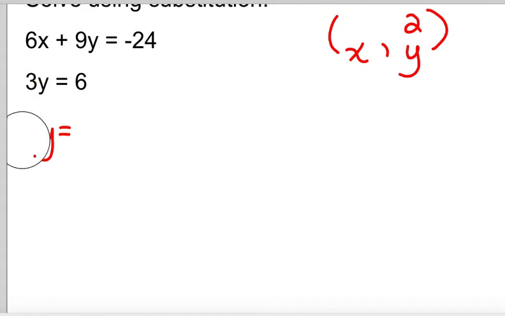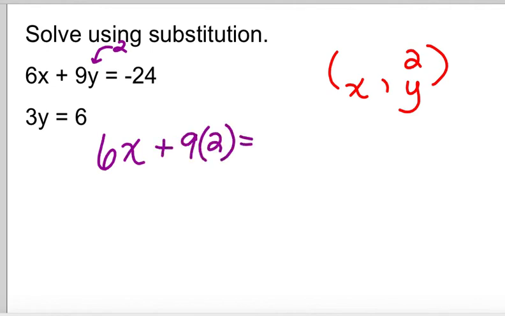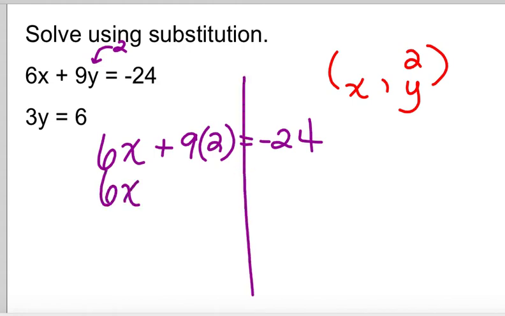So I'm going to erase all that. Go back to my other equation. You see where the y is? Right here. 9 times y is now going to be 9 times 2. So 6x plus 9 times 2 equals negative 24. See where that 18 came from, I hope. Right? 9 times 2 is 18.